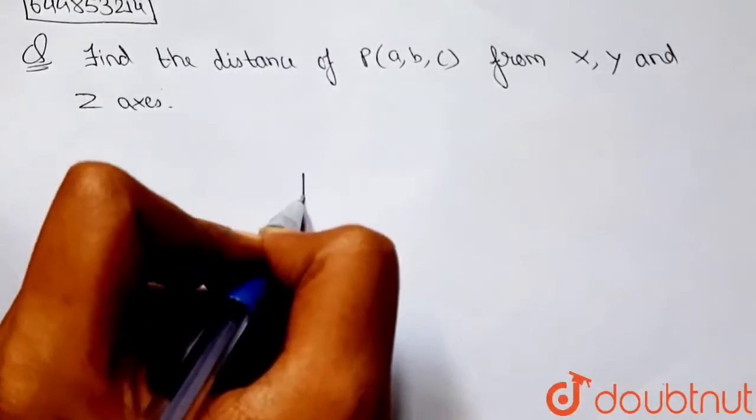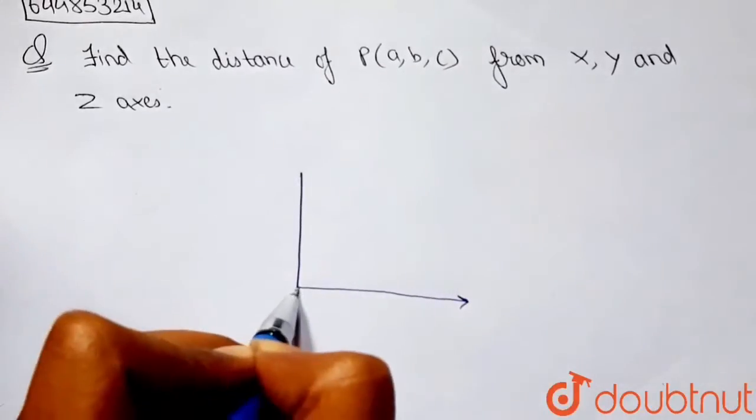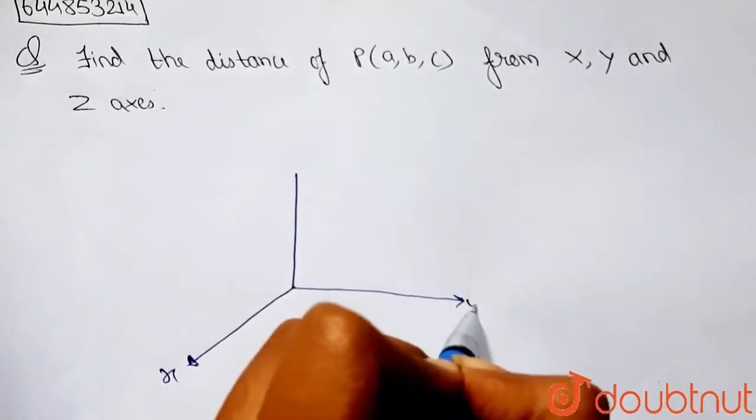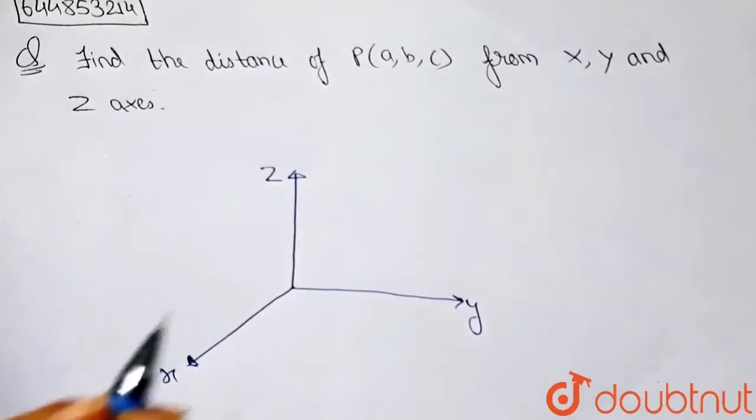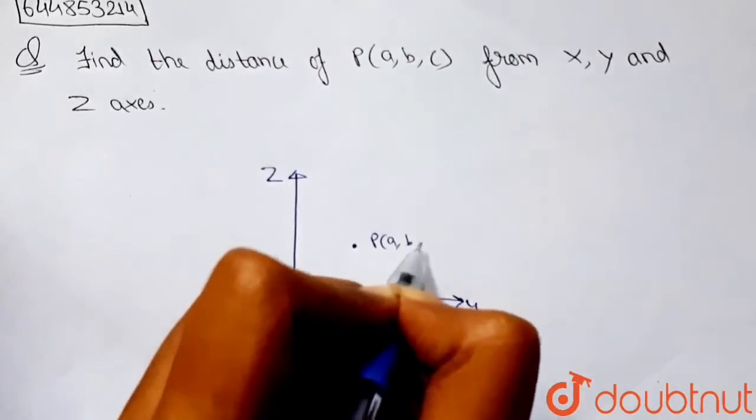Let me draw the diagram first. Suppose these are the coordinate axes. This is our X coordinate, this is the Y coordinate, and suppose this is the Z coordinate. Somewhere here we have a point that is A, B, C.